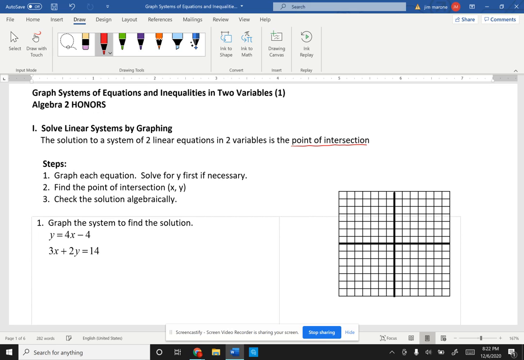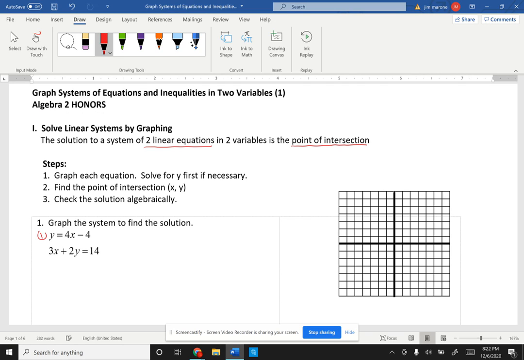So eventually we're going to solve these algebraically, which is one of my favorite things to do in math. And we're going to be finding the point of intersection of two lines. So a linear equation is a line, so we're going to find the intersection of two lines. What we're going to do is graph each equation, and we solve for y first if necessary.